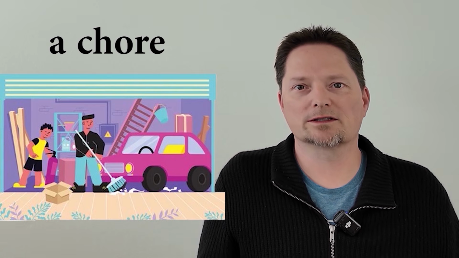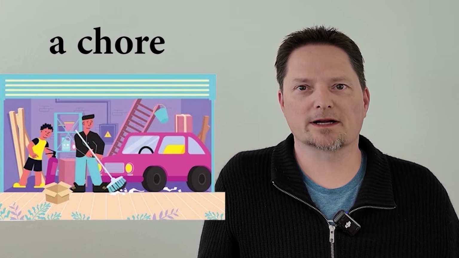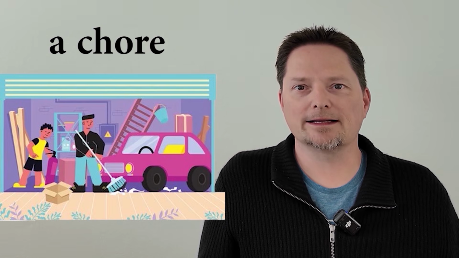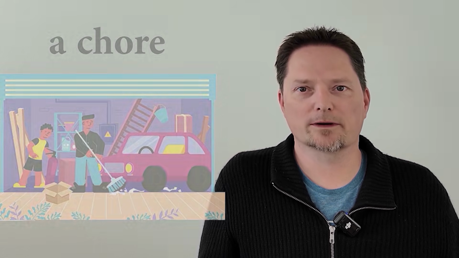Example, it was a big chore. I cannot say it was a big housework. Housework is not countable. So I use the word chore. It was a big chore. They cleaned the garage and it was a big chore. Let's practice. They cleaned the whole garage. Was it a big chore? That's right, it was a big chore.